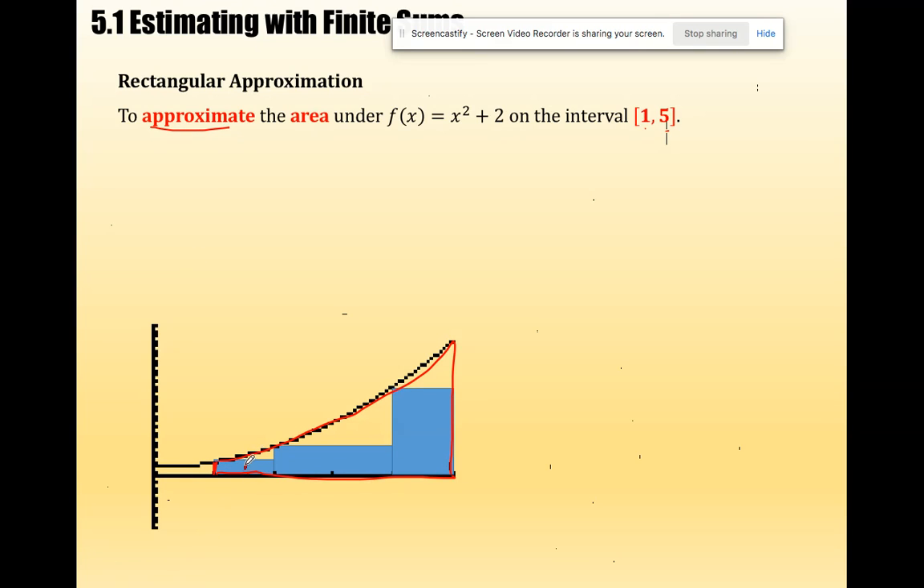How many rectangles did I draw? I drew 3 rectangles, didn't I? So I chopped here and I chopped here. 2 chops created 3 rectangles. They're not equal rectangles, but they don't have to be. Mr. Getz makes fun of me all the time because I love my symmetry. It kind of bothers me when they're not even, but AP loves to do this.